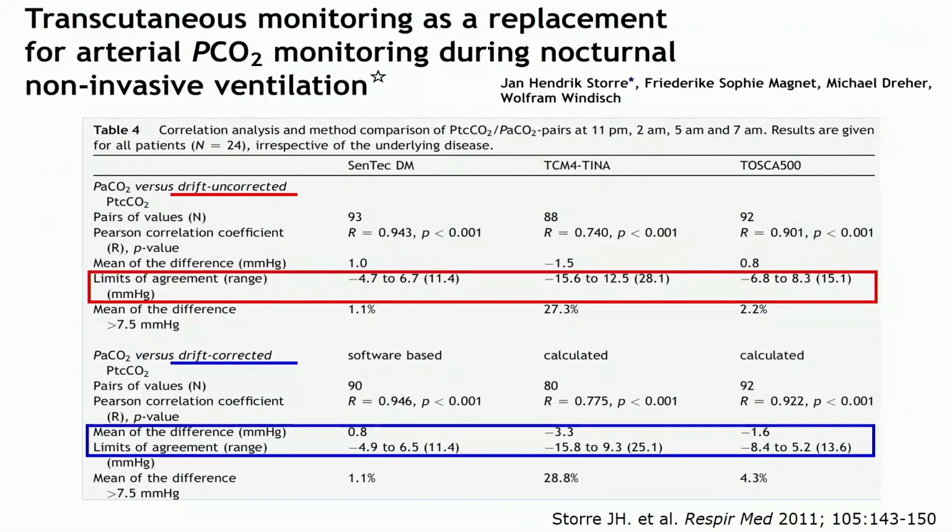And this is research we did a couple of years ago in patients receiving non-invasive ventilation. We also included different techniques for non-invasive transcutaneous CO2 monitoring, the SenTec monitors, the TINA and the TOSCA. And you can see that we have two different values here, the so-called drift uncorrected values, and later on we have to discuss a little bit of the technical drift in the recent versions we had for transcutaneous CO2 monitoring. Again, if you look at the mean difference, nearly -1 is perfectly in the middle, and we can say this is clinically acceptable.